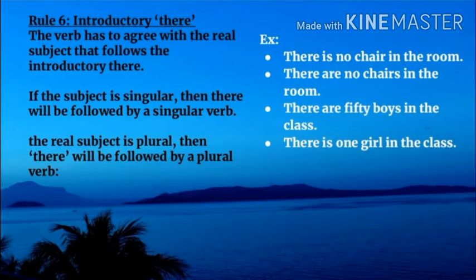Next example, there are no chairs in the room. Chairs, plural subject. So, plural verb are is used in the sentence. Third example, there are 50 boys in the class. 50 boys, plural subject. So, plural verb are is used in the sentence. Next example, there is one girl in the class. One girl, singular subject. So, the singular verb is used in the sentence.